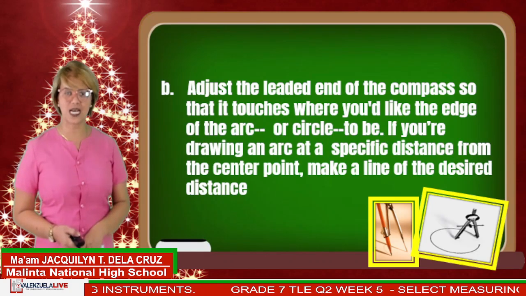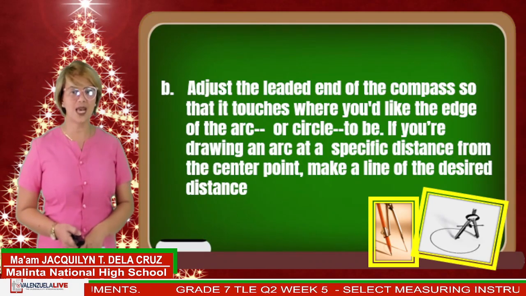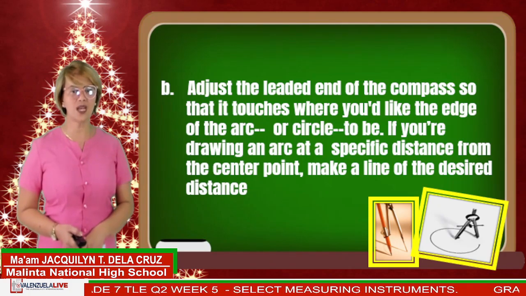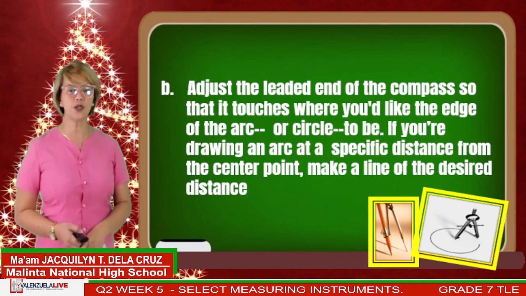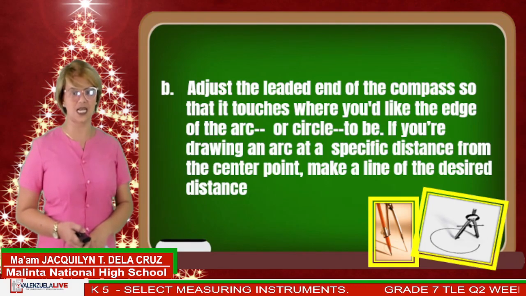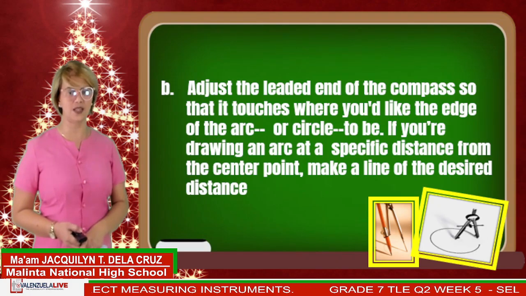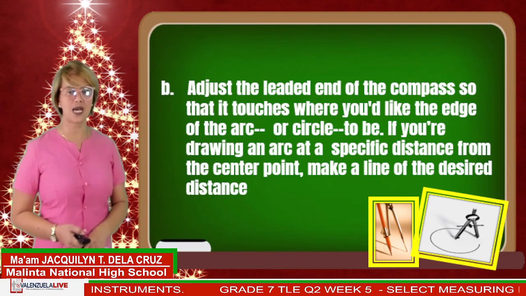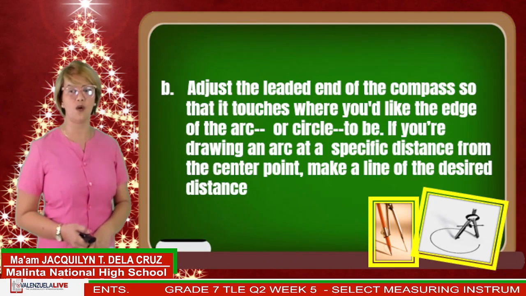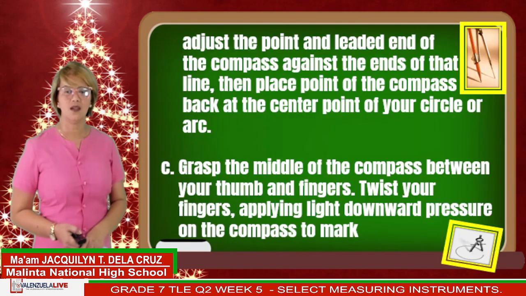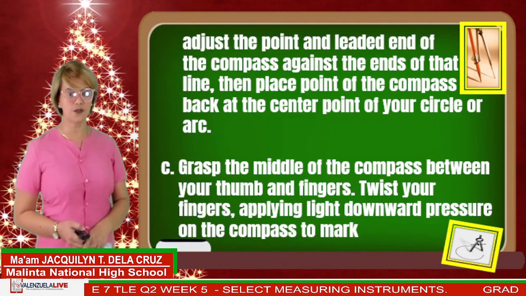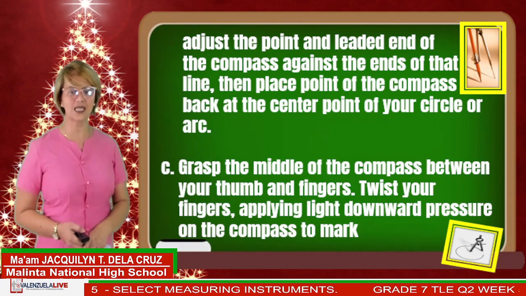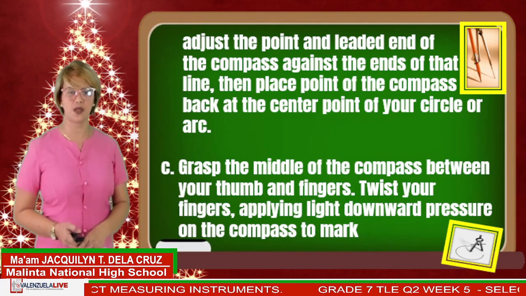Letter B, adjust the leaded end of the compass so that it touches where you'd like the edge of the arc or circle to be. If you're drawing an arc at a specific distance from the center point, make a line of the desired distance. Adjust the point and leaded end of the compass against the ends of that line. Then, place the point of the compass back at the center point of your circle or arc. Letter C, grasp the middle of the compass between your thumb and fingers. Twist your fingers, applying light downward pressure on the compass to mark.